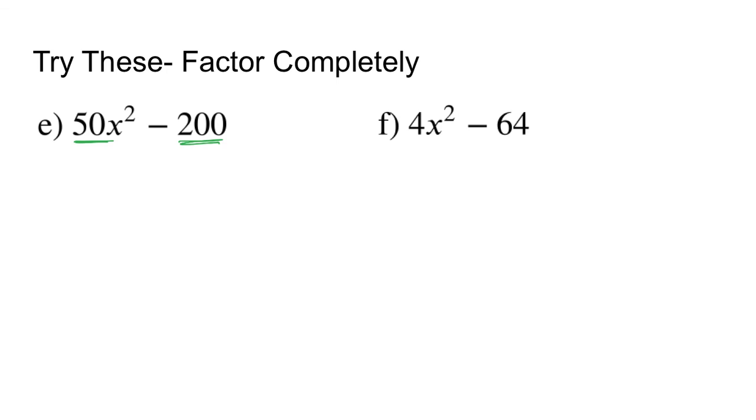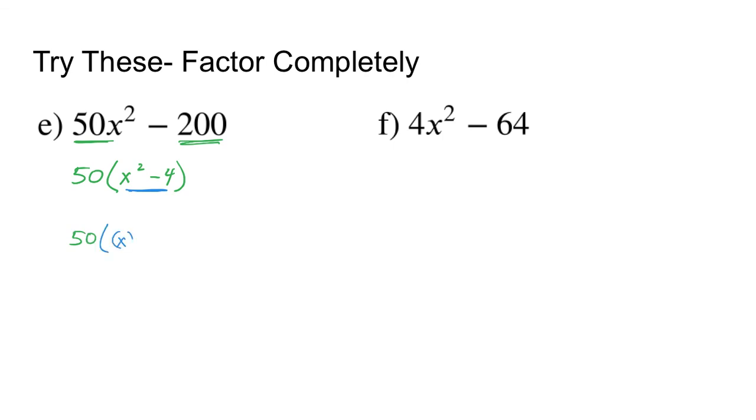Look for the GCF. What can I divide into both 50 and 200? What can I divide into both of those numbers? Did you say 50? Because if you did, you're right. I can divide this by 50. I get 50 times the quantity of x squared minus 4. Now, I'm not done yet, because inside this parenthesis, that is actually the difference of two perfect squares.